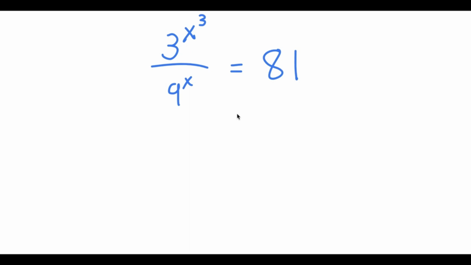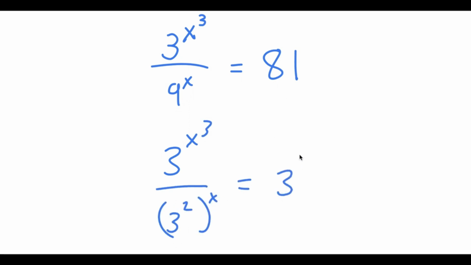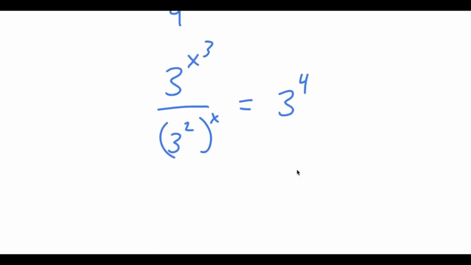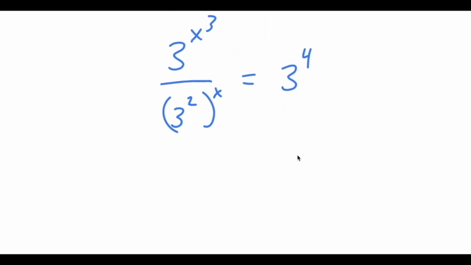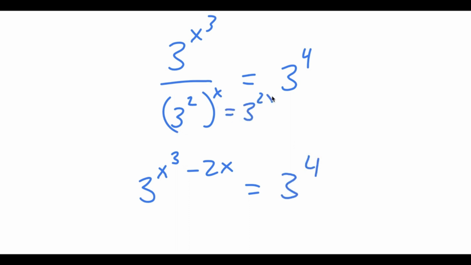Alright, so in this problem, I have 3 to the power of x to the power of 3 over 9 to the power of x is equal to 81. So I'm going to first rewrite 9 to the power of x as 3 squared to the power of x, and then rewrite 81 as 3 to the power of 4. Now, this is the same thing as 3 to the power of x to the power of 3 minus 2x is equal to 3 to the power of 4, because 3 to the power of 2 to the power of x is going to equal 3 to the power of 2x.